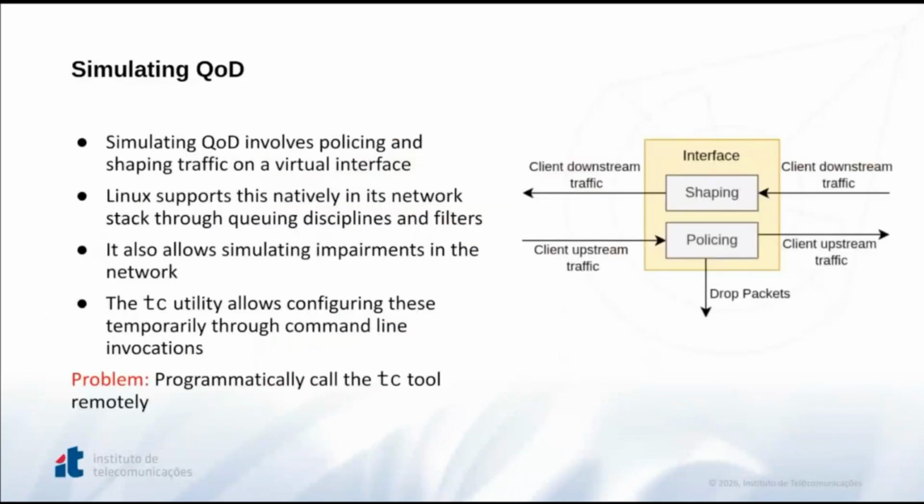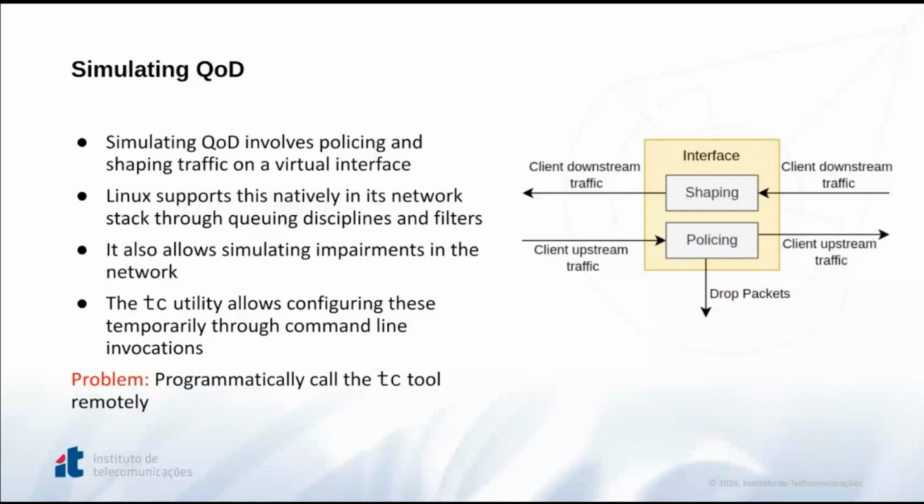So now we reach the part of how do we effectively simulate the quality on-demand operations using Linux. As previously mentioned, this involves applying traffic policing and shaping to the interface that the client VM is connected to. Linux supports these kinds of operations through its traffic control subsystem that are defined as a set of queuing disciplines and filters. And in this case, when we are talking about applying QoS characteristics, we are mostly talking about actually applying impairments to the traffic of the clients.